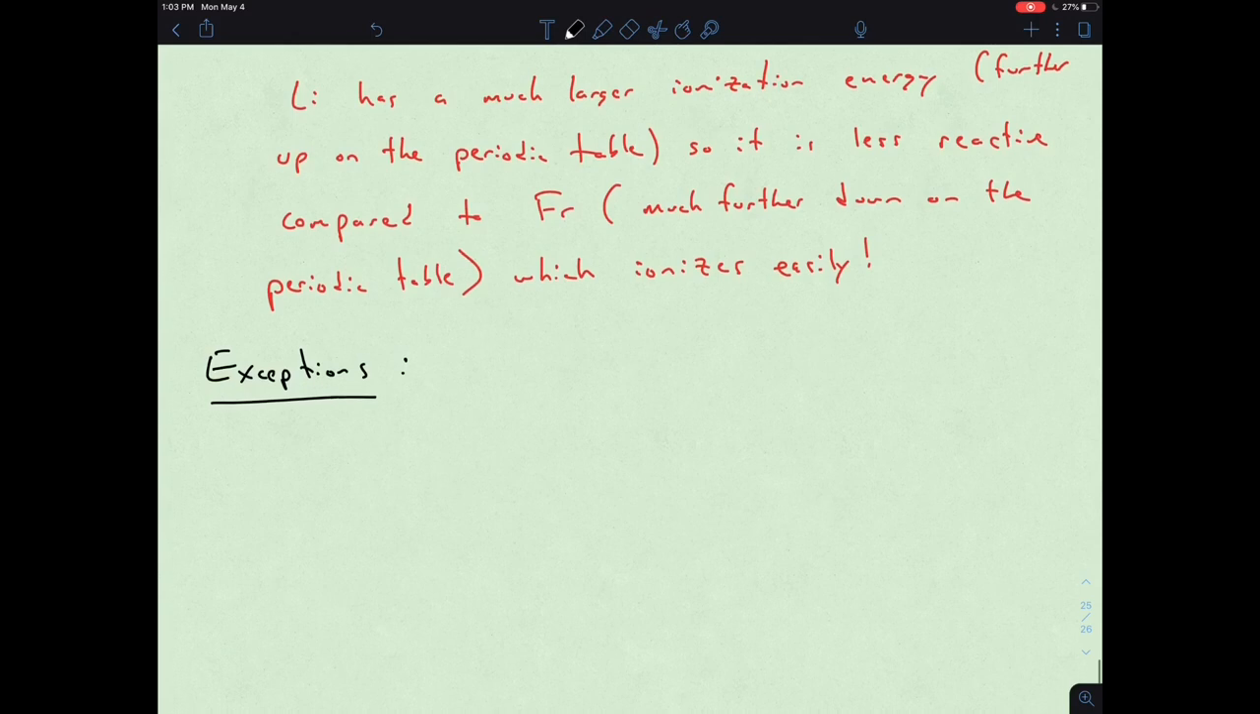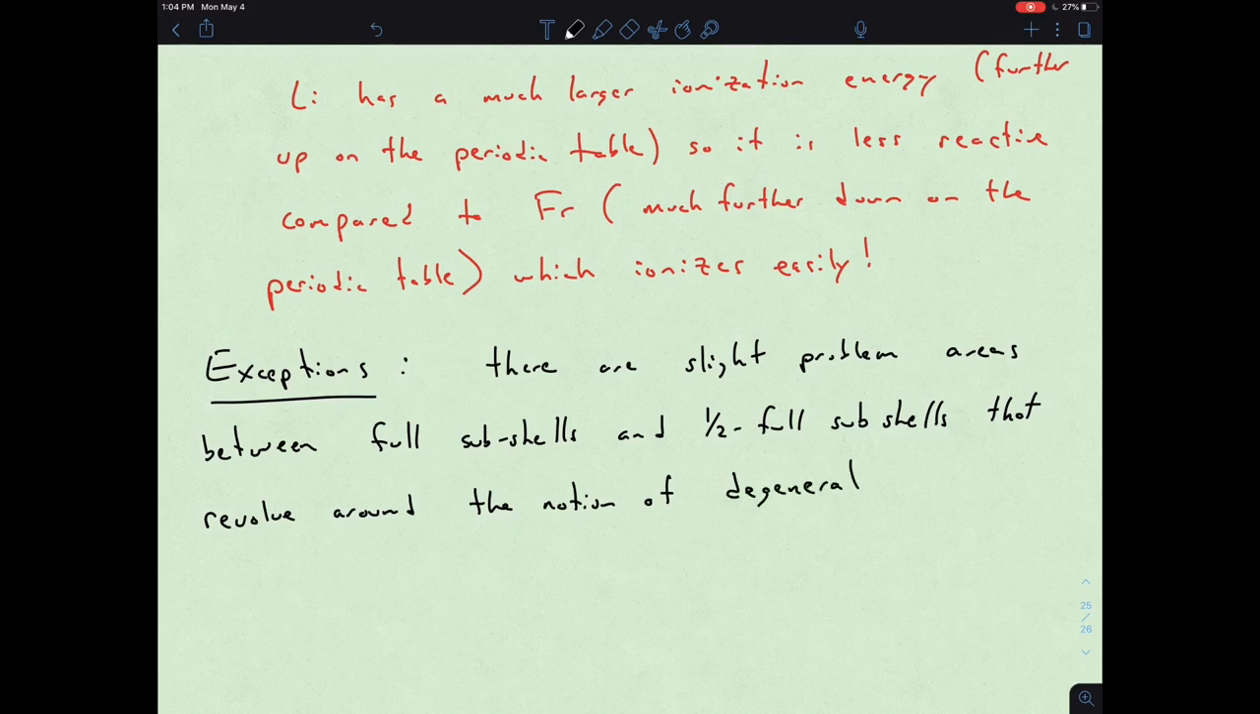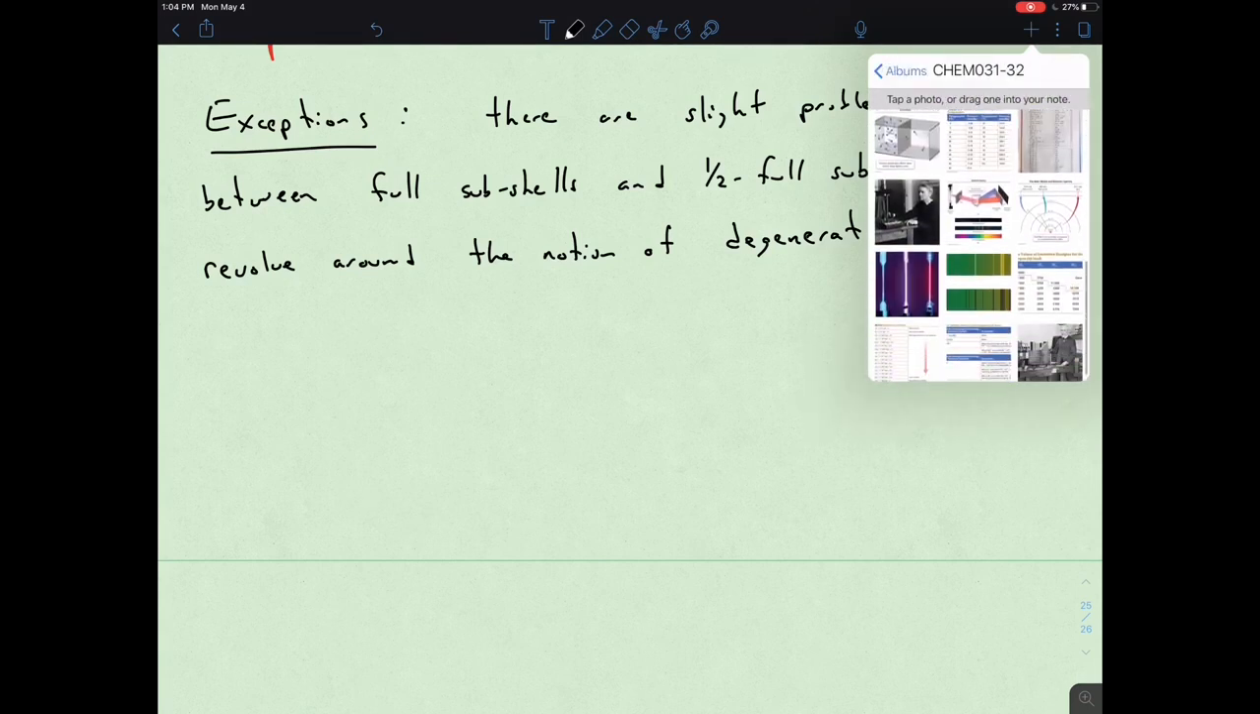Let's get into exceptions. And so we find that there are slight problem areas between full subshells and half-full subshells, again, that revolve around the notion of degenerate orbitals. So that's why we were talking about that earlier. And we can see that in terms of this chart here. Oh, I lost it. There it is.